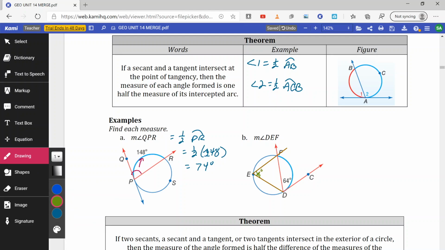Now here we have the secant DF and tangent DC, and we learned that the angle is half the intercepted arc. So if angle D, or angle CDF, is 64, that means arc DF is going to be twice it. So 2 times 64 is going to give me my arc FD. So that's 128 degrees.